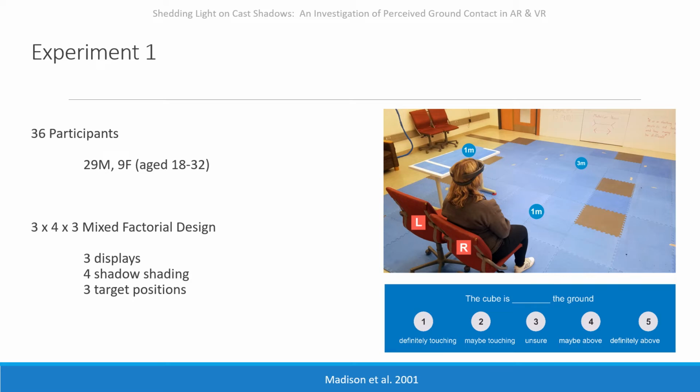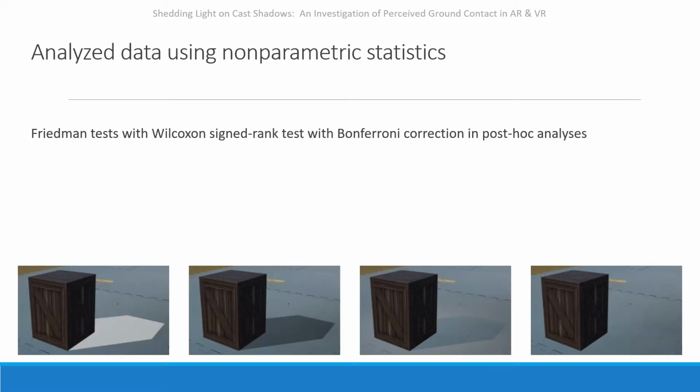We used a mixed factorial design in which HMD type was a between subjects variable and shadow type was a within subjects variable. We also presented targets at multiple distances to better generalize our results. 36 people volunteered to participate in this study. For our analysis, we employed Friedman tests with Wilcoxon signed rank tests with Bonferroni correction for post hoc. These analyses were conducted independently for each display.